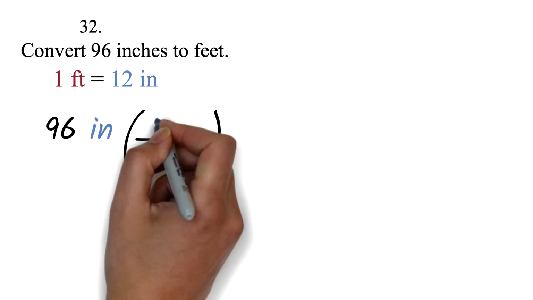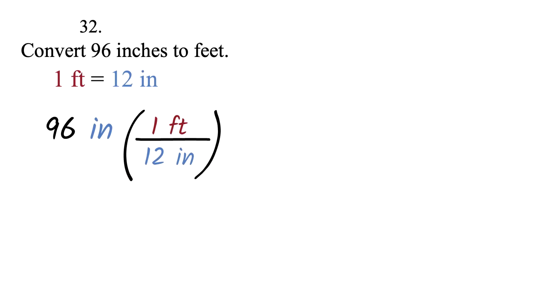Here, we will write 1 foot over 12 inches. The inches can cancel out. We now have 96 times 1 foot over 12. This will give us 8 feet. So 96 inches is 8 feet.